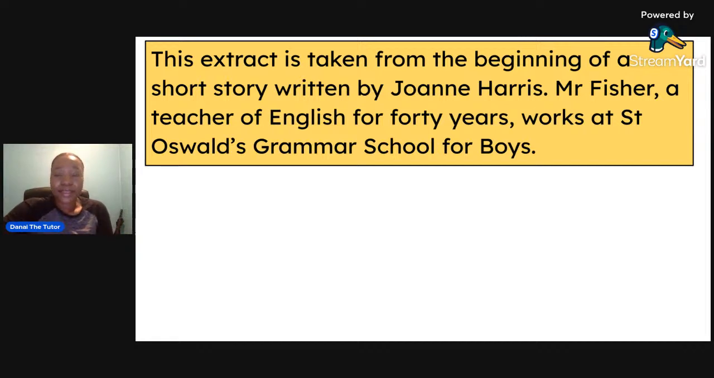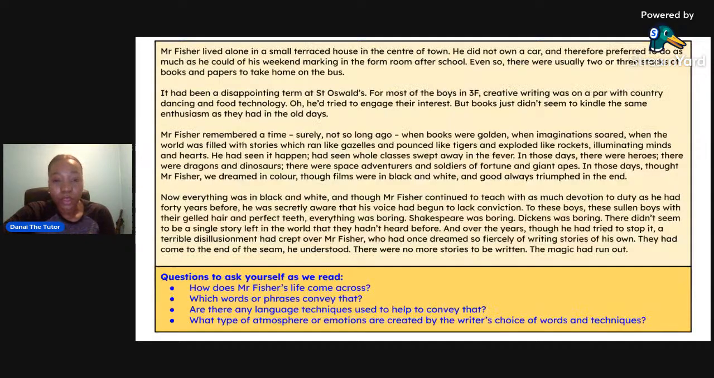So, some information about this text. This extract is taken from the beginning of a short story written by Joanne Harris. Mr. Fisher, a teacher of English for 40 years, works at St. Oswald's Grammar School for Boys. Okay, so that's just a little bit of information about the text.